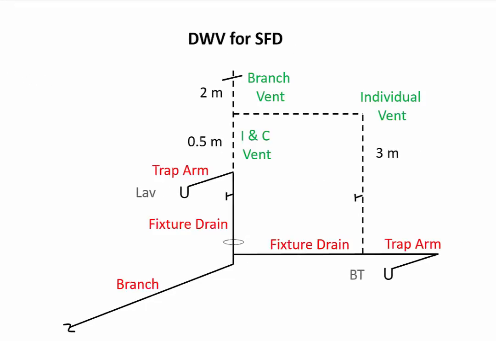Okay, so here's all the names for our vents, individual and continuous. We have an individual vent. Again, those are minor vents that come together to create what's called a branch vent.